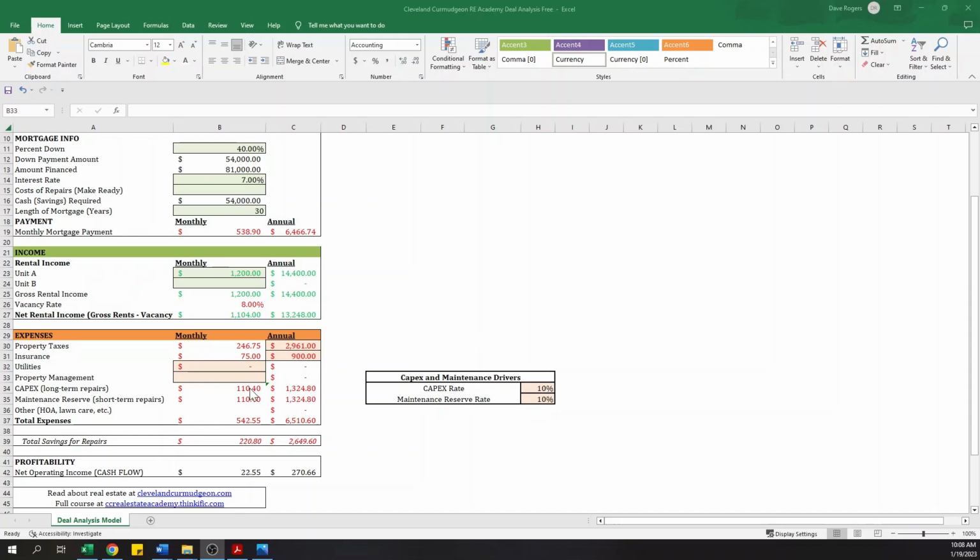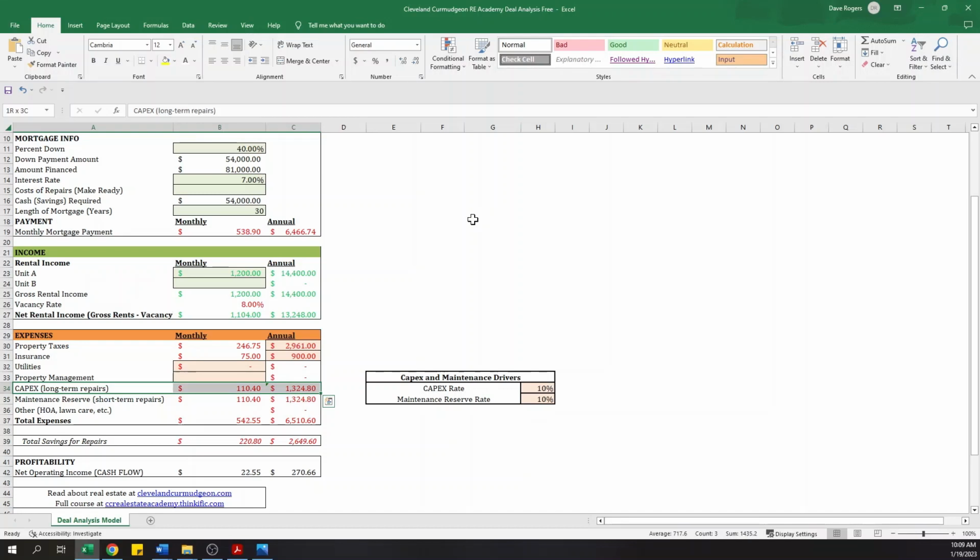The next section is CAPEX, or long-term repairs. And the CAPEX is going to be driven, number one, by this percentage. I have 10% here. And the 10% is being multiplied by our net rental income, which, if we remember, is our gross, and then minus a vacancy rate of 8%. So this 1,100 is going to be multiplied by 10%, which is going to give me 110 per month for long-term repairs. Now, a CAPEX is something that is a long-term, a bigger item. So picture a roof. The roof takes 30 years to wear out, and that gives you 30 years to save for it so that you can replace that big item one time.